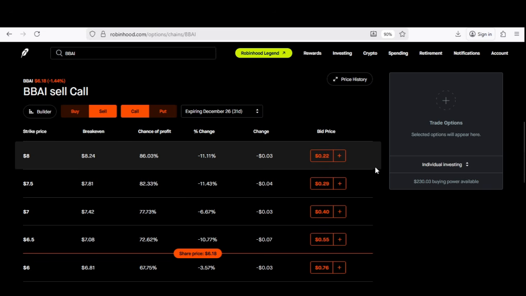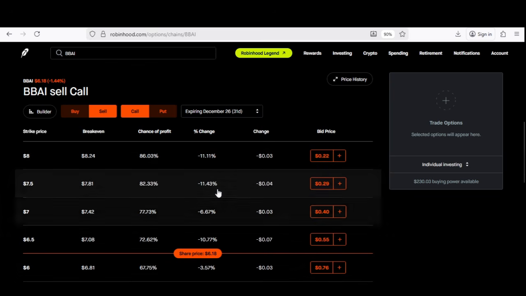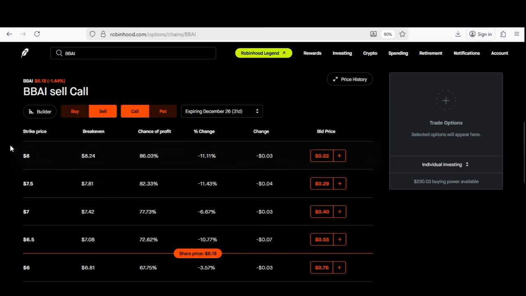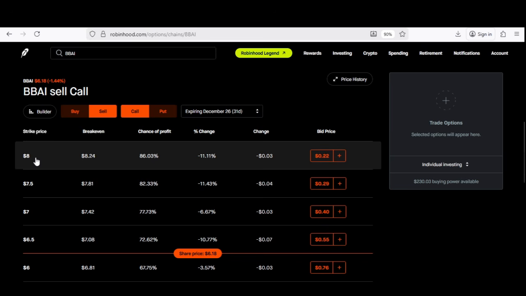Now we're going to go ahead and choose our strike price. For this new option strategy, we're going to choose our strike price above the current share price. And we're going to be going with the $8 price right here. Now, there's a couple of reasons I'm going with the $8 price. Here's the number one reason. The number one reason is that I illustrated the channel within which BBAI is trading, and that was between the $5 and the $7 price.